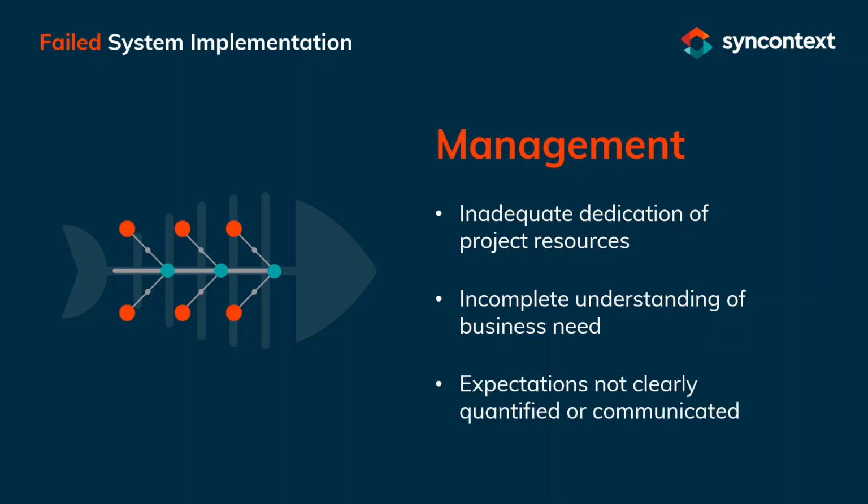Expectations not clearly quantified or communicated. This one is tied to understanding the business need. Once the business need is understood, expectations must be communicated in a clear and transparent way. If system use is discretionary and is not driven from the top, usage will likely drop over time, as will the benefits of the system to the company.